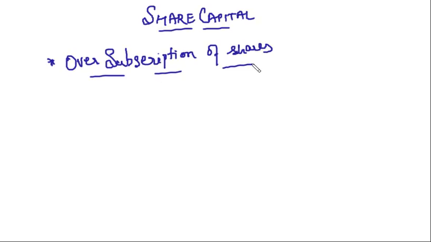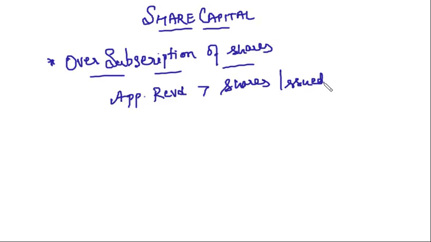Now, when is there oversubscription of shares? When the applications received are more than shares issued. This is the case when the applications received by the company are greater than the number of shares issued. That means you issued 50,000 shares and you received applications for 70,000 shares. So this is a case of oversubscription.